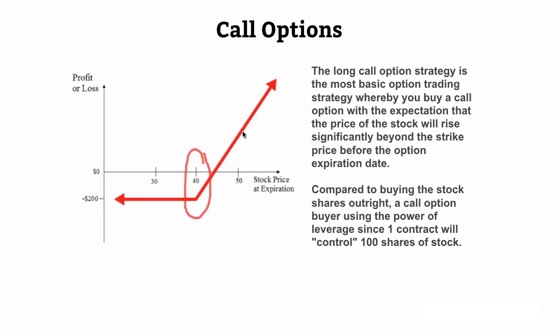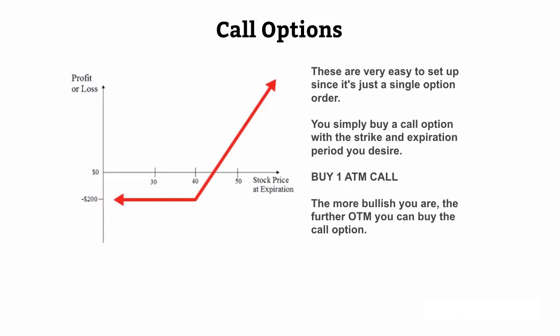Now, your expectation, obviously, is that the stock price is well beyond the 40 price at some time in the future before the expiration date. So if right now the stock price is at, let's say, $30, you're going to hope that it's beyond $40, because that's your strike price, and it's beyond that price point in the future for you to make money. Now, compared to buying the stock shares outright, a call option buyer uses the power of leverage that we've talked about previously, since one contract will control, or leverage, 100 shares of stock. So that's the benefit to doing this: we have power and leverage, and we can kind of pick our points. We assume that maybe the stock is going to go higher than 40. So let's continue here further.